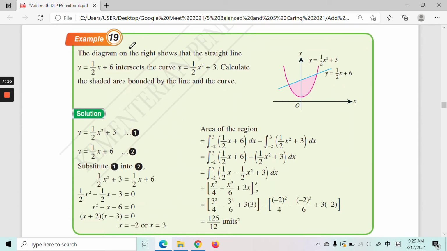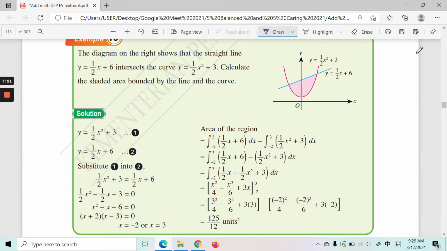So look at example 19. The diagram on the right shows the straight line. This straight line and the curve intersect at these two coordinates. Calculate the shaded region bounded by the line and the curve. So you need to calculate this shaded region. From this diagram, when you have one straight line and one curve, what you need to know is which is above. So usually we use above minus below.